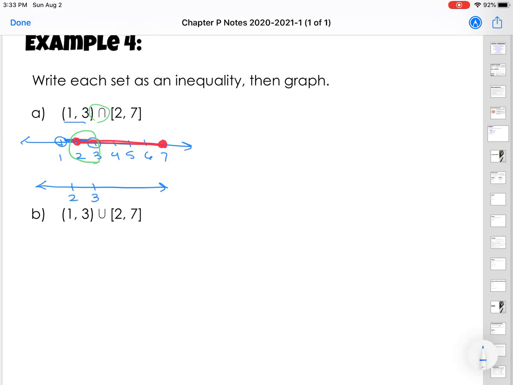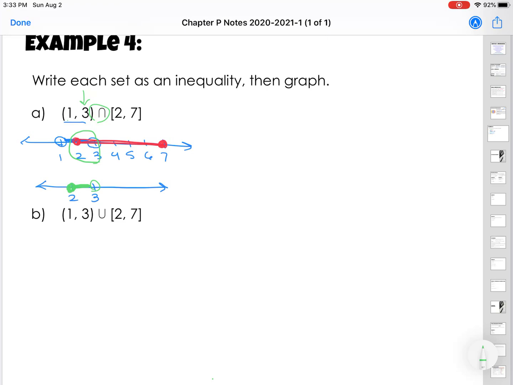Because of that closed circle and that blue line included that, we're going to put a closed circle at 2. But 3 was not in this set. Remember, it did not include it. So that'll be an open circle. And everything in between 2 and 3 is in both sets. So there's my intersection. Now I can write this as an inequality.